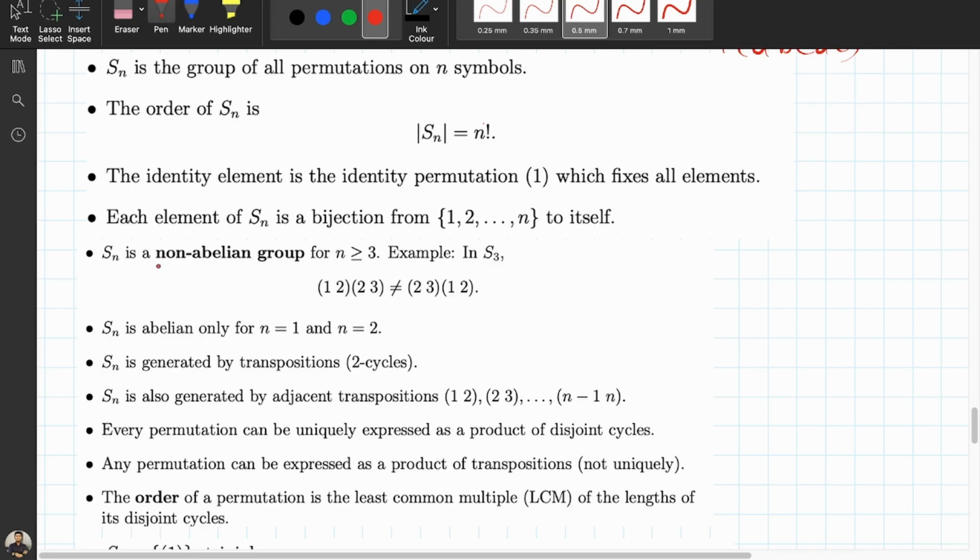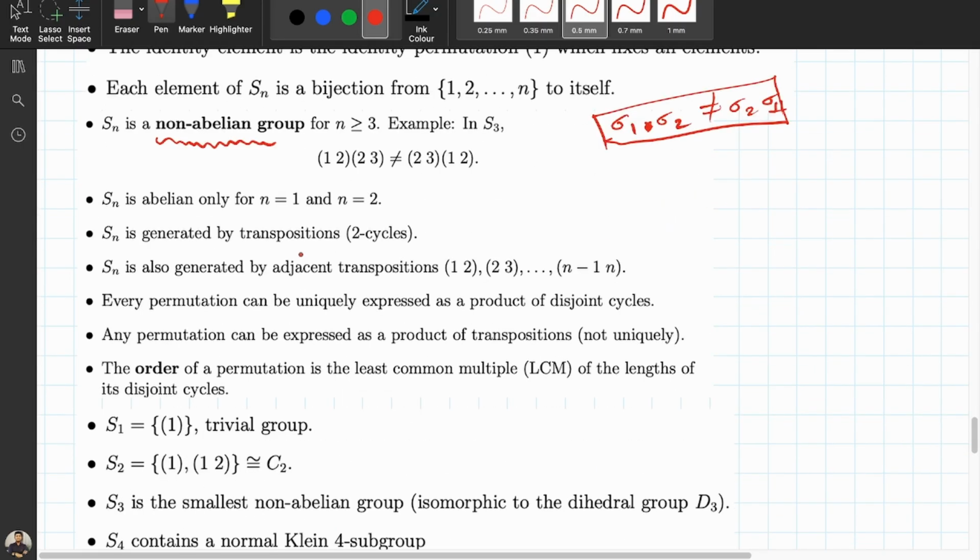One more thing is that it is a non-abelian group, meaning whatever permutations you take, sigma 1 and sigma 2, sigma 1 into sigma 2 is not equal to sigma 2 into sigma 1. This is very important. So it means it is a non-abelian group; it does not hold the commutative property. It is non-abelian for n greater than or equal to 3 only.